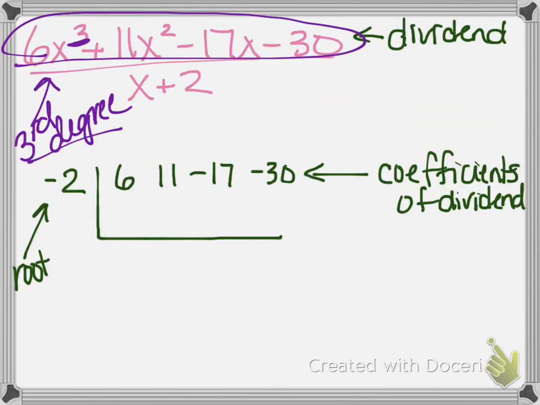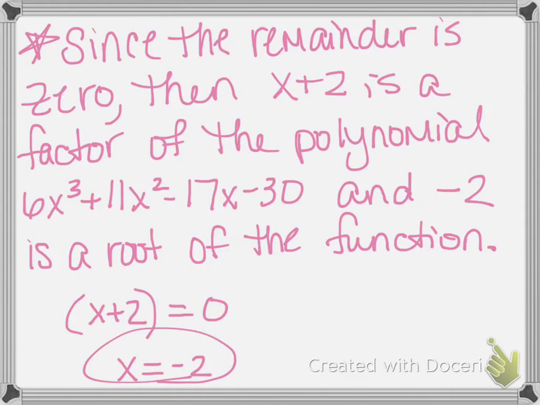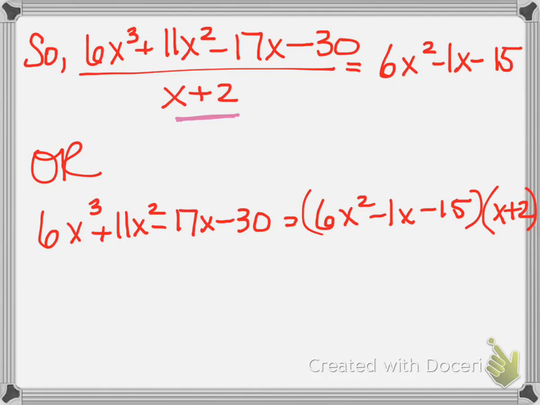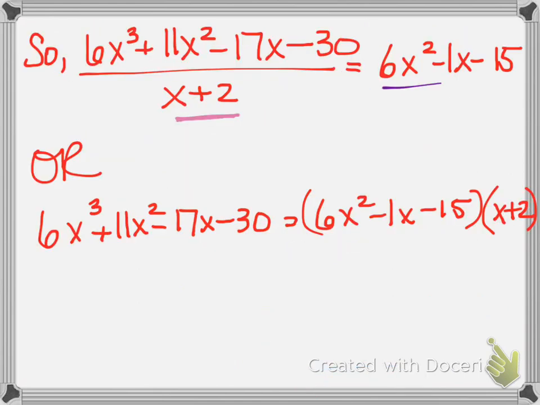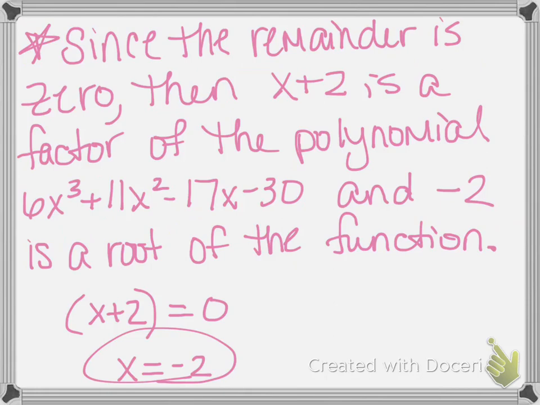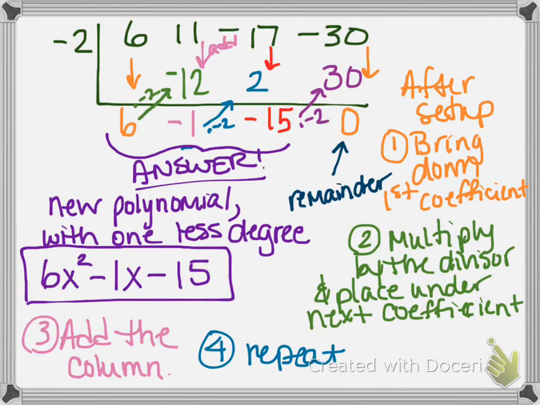Notice, if I go back to the long division problem, same answer: 6x squared minus 1x minus 15. There it is, 6x squared minus 1x minus 15. Synthetic division, 6x squared minus 1x minus 15. So it all works out the same way.